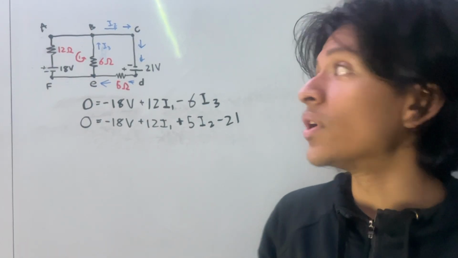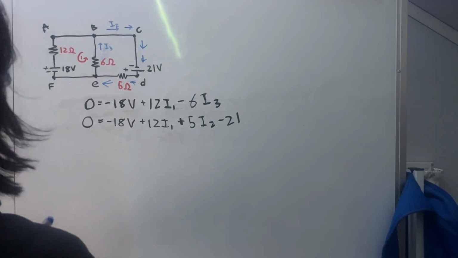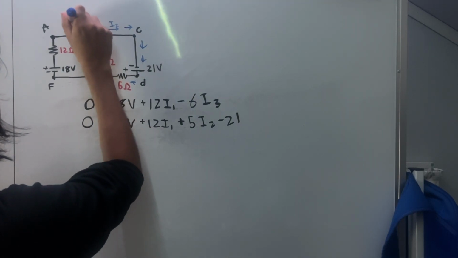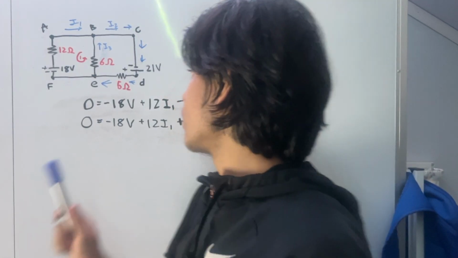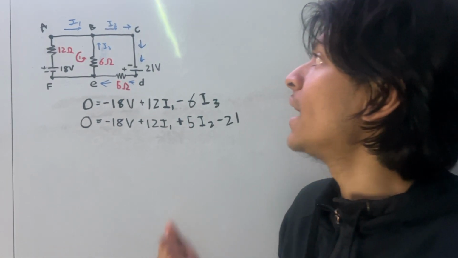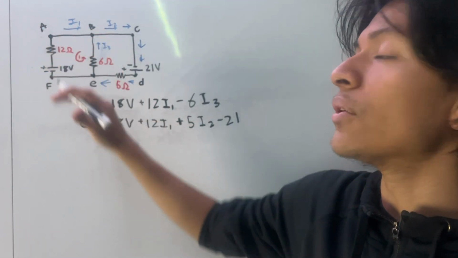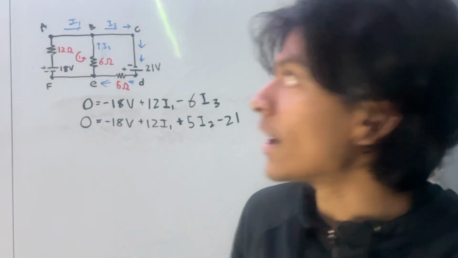Now for our third one, I did say we're going to use the junction rule. Sorry, I realized I erased this part. I did not need to erase that. But we are going to be using the junction rule for our third equation. And we're going to be looking at this point B just because it's convenient for the arrows and we could see the current going in versus the current going out.